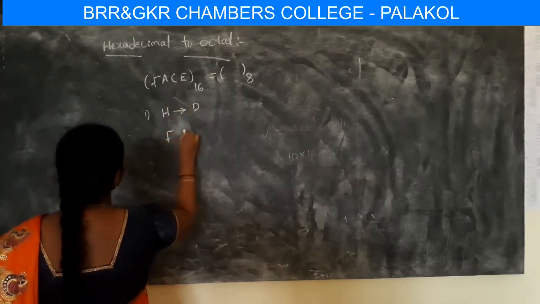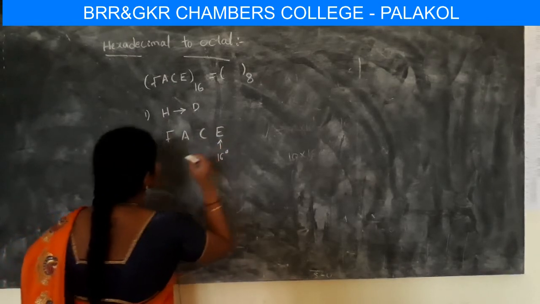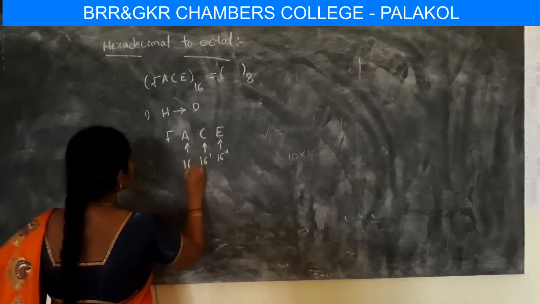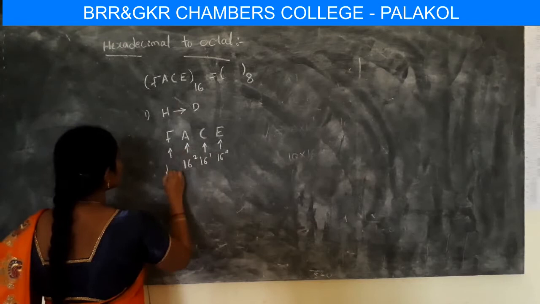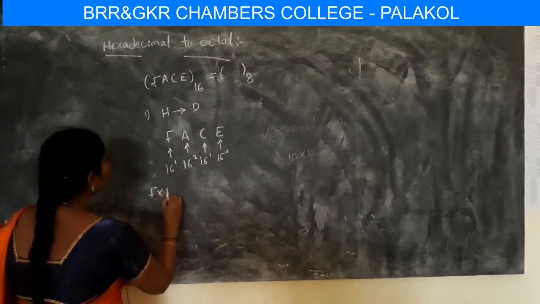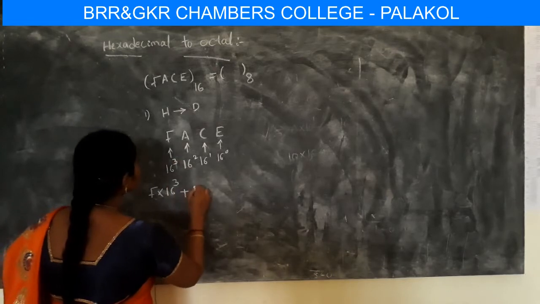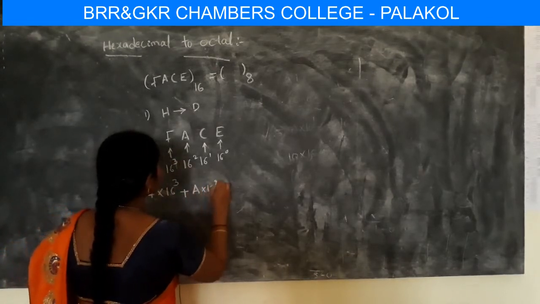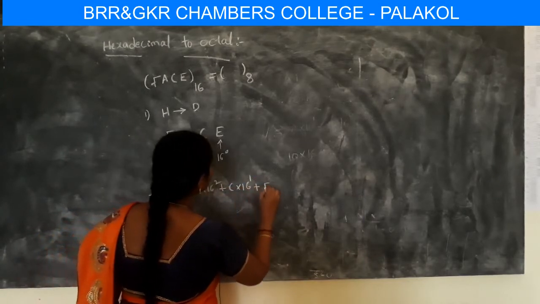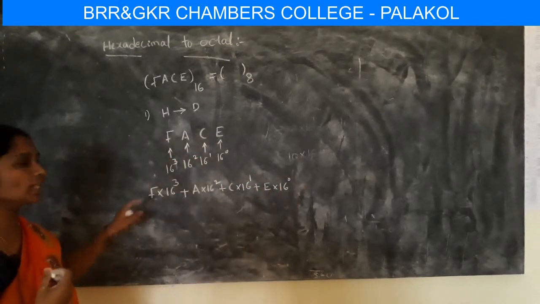FACE. So, here this is 16 power 0, this is 16 power 1, and this is 16 power 2, and this is 16 power 3. So, that is F into 16 cube plus A into 16 square plus C into 16 power 1 plus E into 16 power 0. Okay.